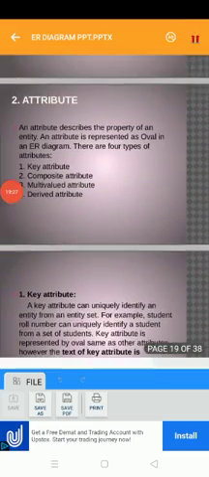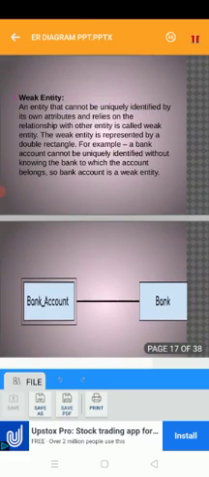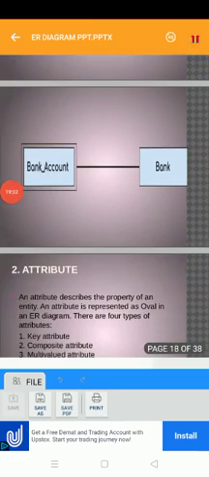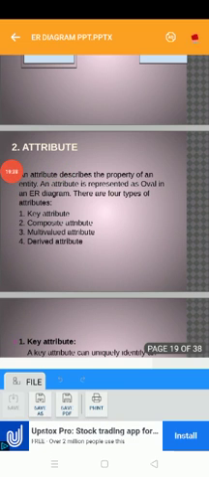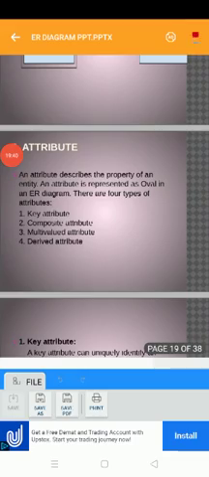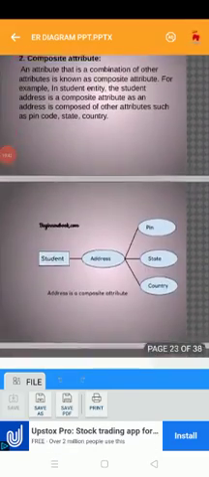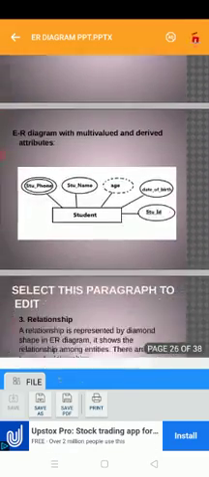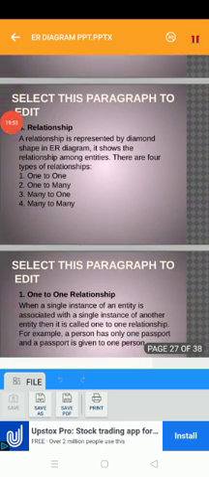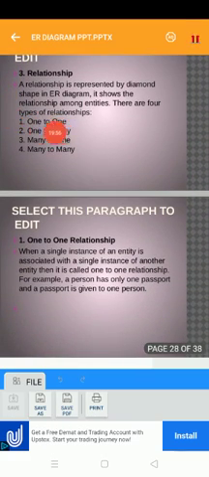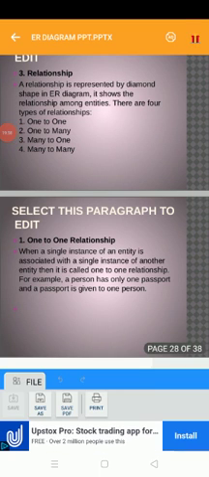So in this lesson we learned about entities. There are two types of entities: strong entity and weak entity. In attributes there are four types: key attribute, composite attribute, multi-value attribute, and derived attribute. In relationships there are one-to-one relationship, one-to-many relationship, many-to-one relationship, and many-to-many relationship. ER diagram is the blueprint of a database.